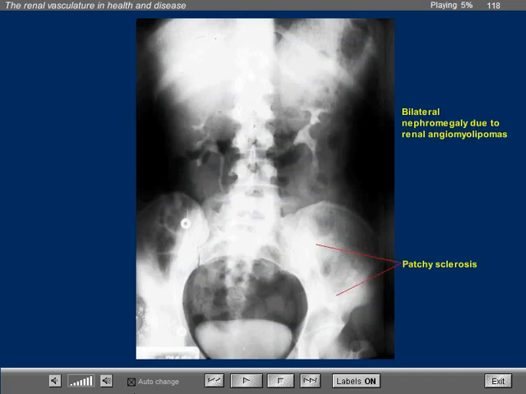This is a patient with bilateral renal angiomyolipomas, which enlarge the kidneys but do not distort the pelvocalyceal system. With bilateral nephromegaly, we have to rule out bilateral renal vein thrombosis, infiltrating lesions of the kidney like lymphoma, amyloidosis, and certainly this patient does not have obstructive uropathy. But note that in the ilium, we can see patchy sclerosis, and that will be a clue to the diagnosis of bilateral renal angiomyolipoma.